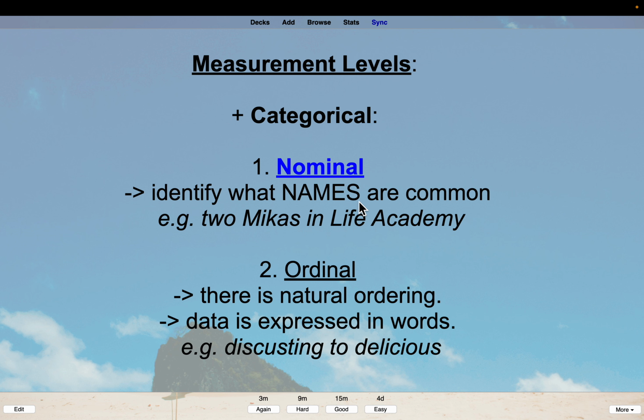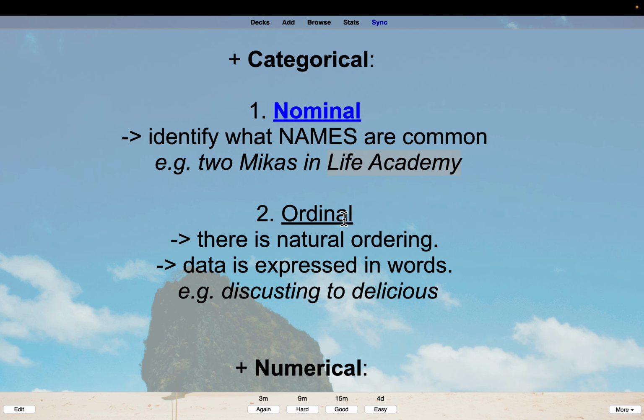So like for example, there are two people studying in a certain institution called Life Academy who have the name, well, basically who are named Mika. So there are two Mikas in this institution. For ordinal, there is natural ordering. The data is expressed in words.